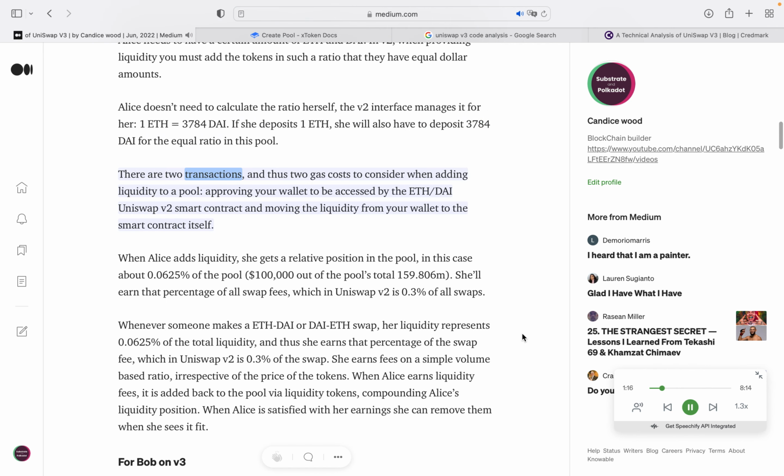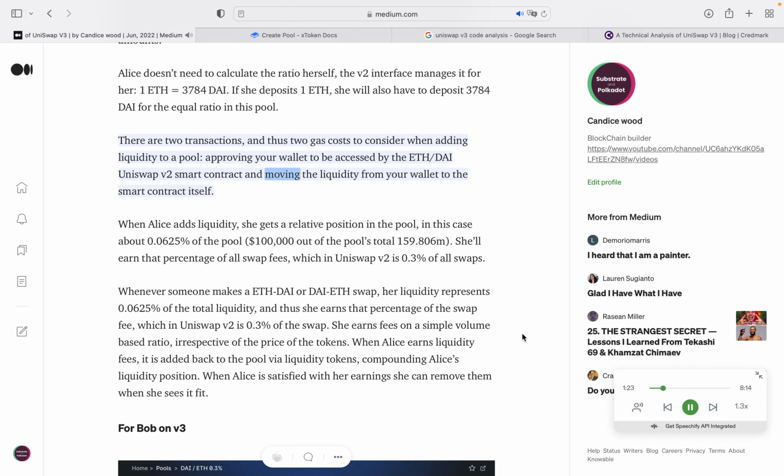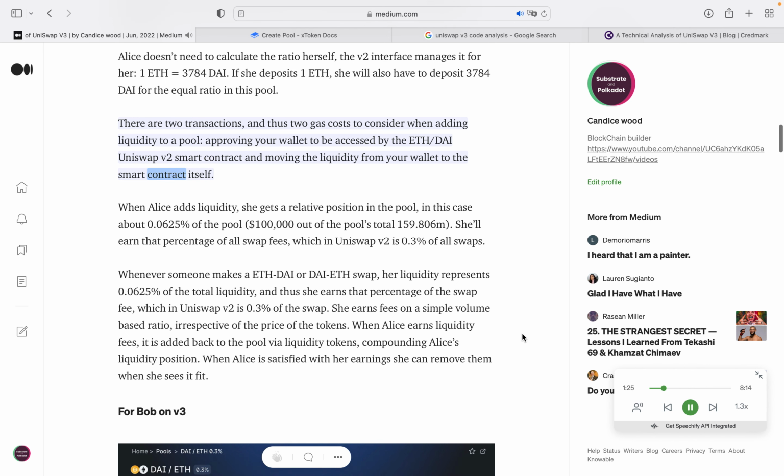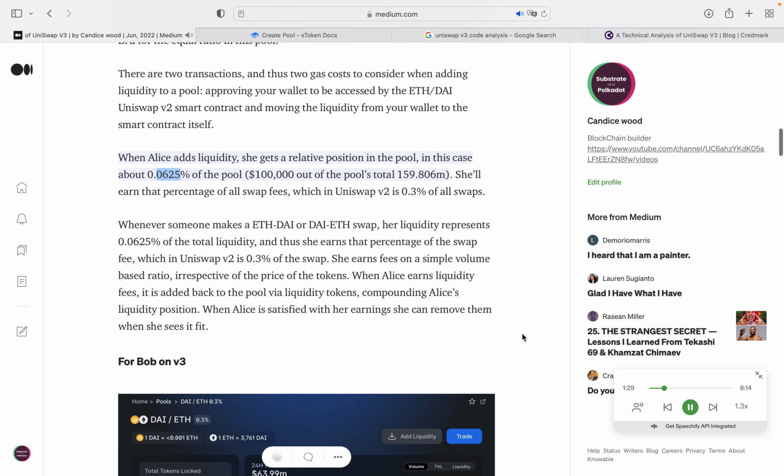There are two transactions, and thus two gas costs to consider when adding liquidity to a pool: approving your wallet to be accessed by the ETH/DAI Uniswap v2 smart contract, and moving the liquidity from your wallet to the smart contract itself. When Alice adds liquidity, she gets a relative position in the pool, in this case about 0.0625% of the pool, $100,000 out of the pool's total $159.806 million.